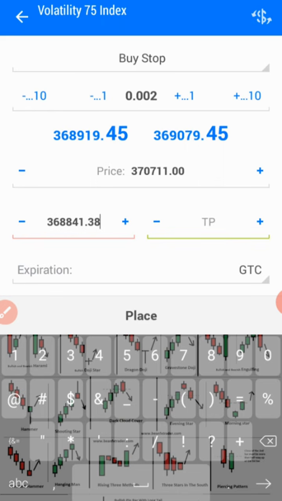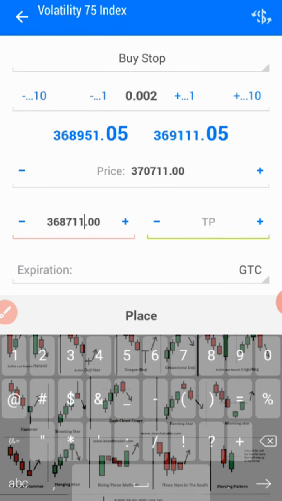So I've already calculated that if I want to lose $4, then I will subtract 2,000 from this entry price here, 370,711. 370 minus 2,000, that is 368,711.